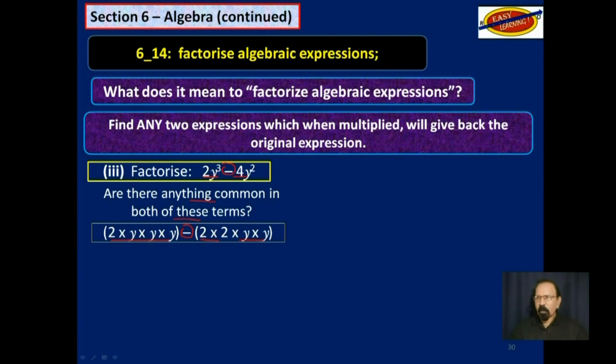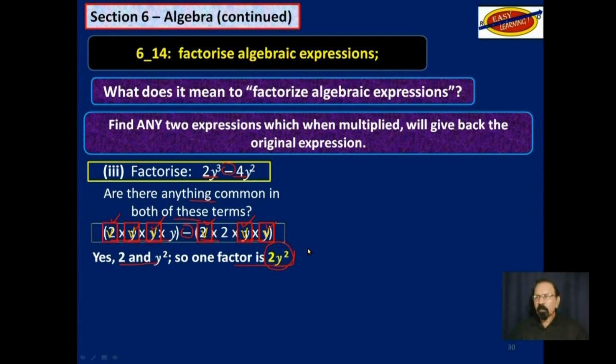Do we have anything common in those 2 terms? Well, yes, we have 2 here and 2 there. We also have a y here and a y there. And we have another y here and another y here. So what can we extract? We can extract 2 and y squared. So one factor is 2y squared. We can take that out from both of those terms.